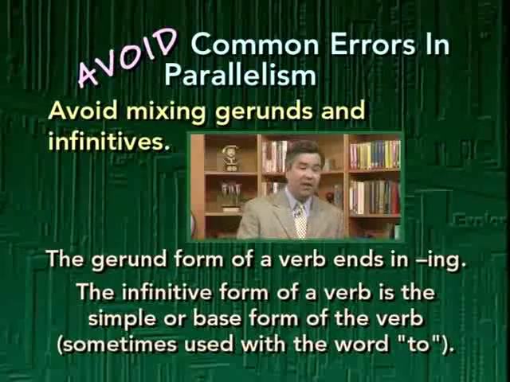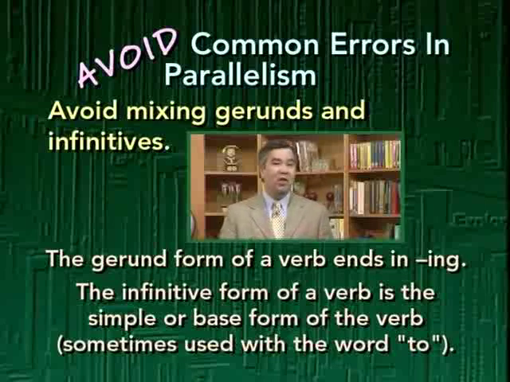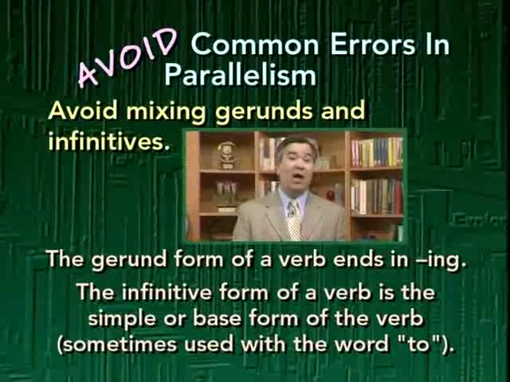And the infinitive form of a verb can also be used more or less as a noun to describe a kind of action. So both gerunds and infinitives can be used in a similar way in a sentence, but they sound different. They are grammatically not parallel, and therefore to mix them with one another in a list or when similar ideas are being presented would create a parallelism error.